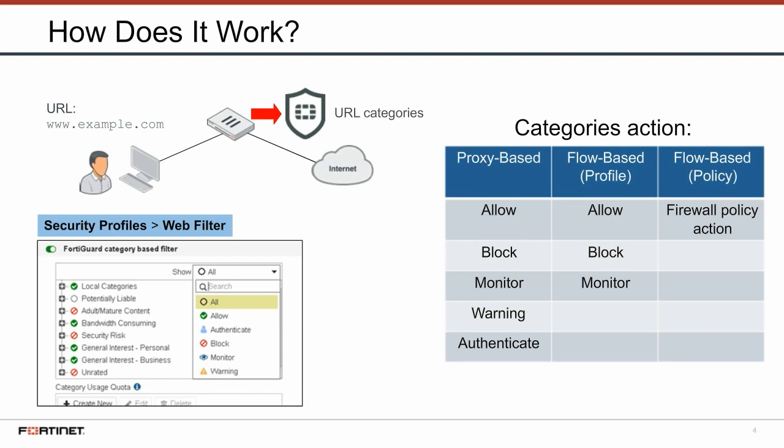You can enable the FortiGuard category filtering on the web filter or DNS filter profiles, which we will look at later. Categories and subcategories are listed, and the actions to perform can be individually customized. The actions available will depend on the mode of inspection. Proxy: allow, block, monitor, warning, and authenticate. Flow-based, profile-based: allow, block, and monitor. Flow-based, policy-based: action defined in a firewall policy.